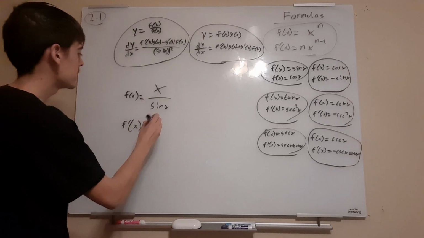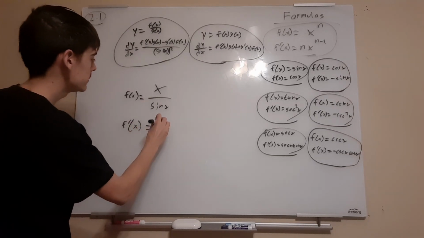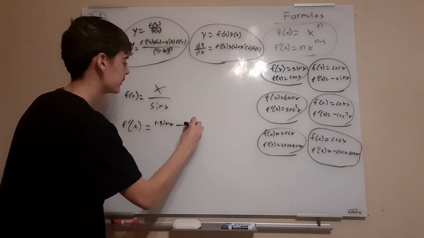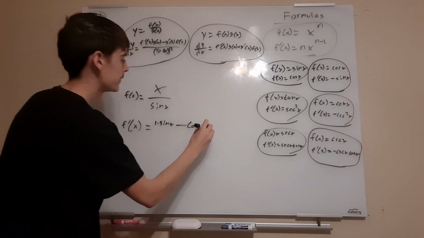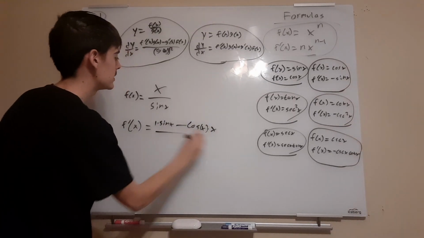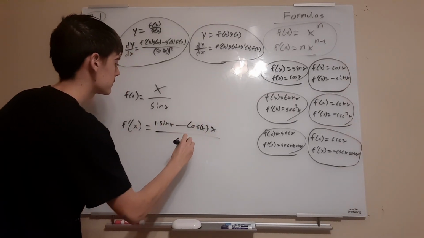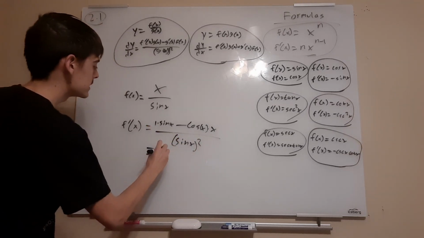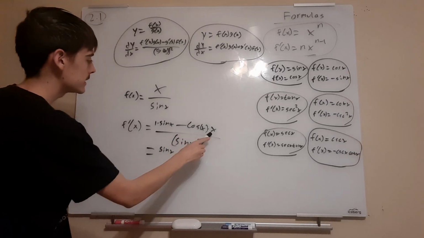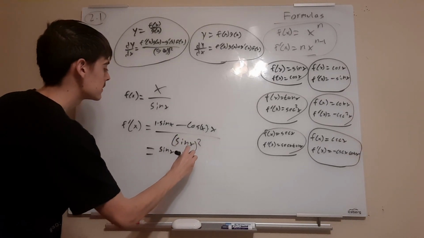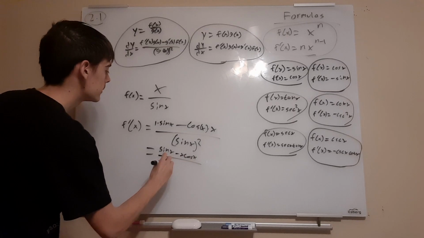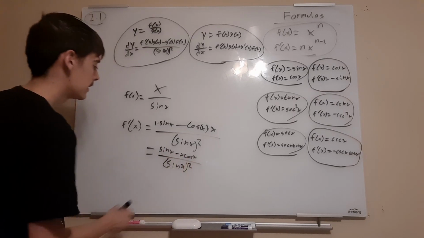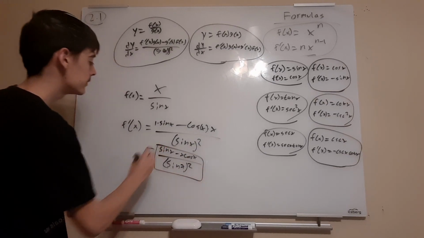So it's derivative of the top times the bottom, minus derivative of the bottom times the top, and then it's all over the bottom squared. And we can simplify this a bit. 1 times sine x is sine x. x times cosine x is just x cosine x. And then it's all over the denominator squared, so all over sine x squared. And that is our answer for that derivative.